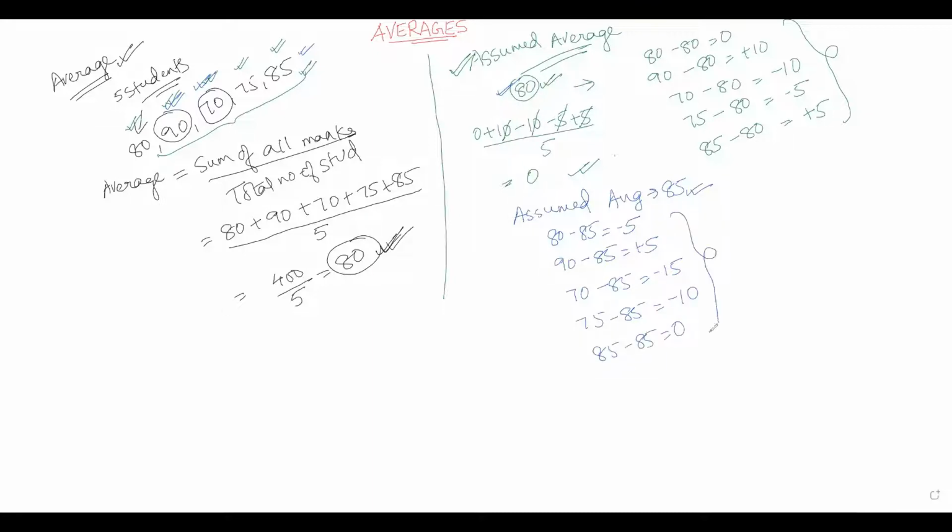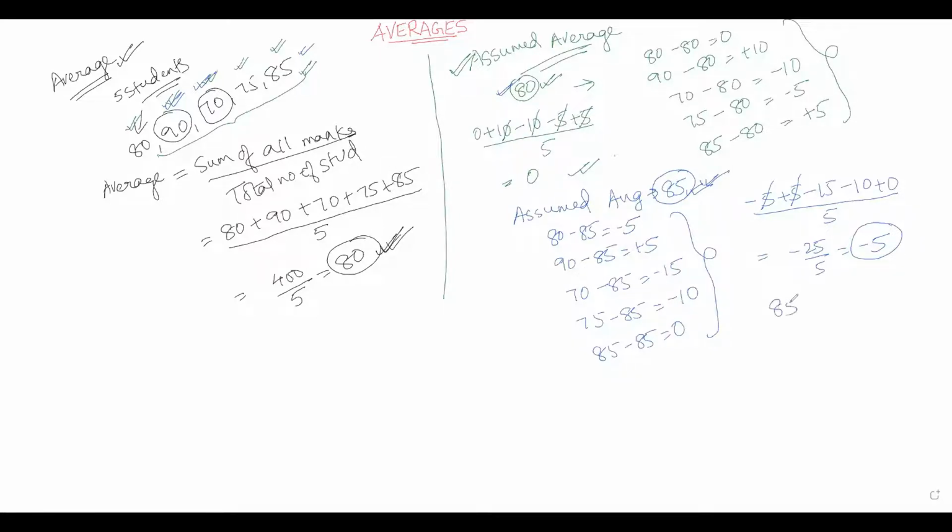So now let us try to see the average of these 5 numbers. So this would be minus 5 plus 5 minus 15 minus 10 plus 0 upon the total number of numbers, which is 5 again. So this would be minus 5 plus 5 get cancelled out. Minus 15 minus 10 plus 0 will give us minus 25 upon 5, which is minus 5. So whatever the number we have assumed, we need to add this minus 5 to this assumed average to get the correct average of these 5 numbers.